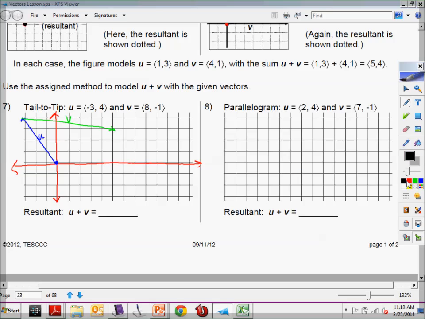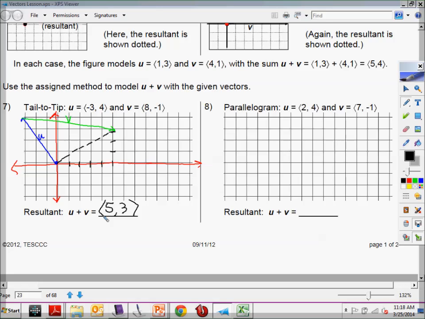So by using this tail to tip method, I can now easily find the resultant of them. It should give you your same result. So my resultant would be, I'm going to go 1, 2, 3, 4, 5, so 5 to the right, which is positive. And I'm going to go 1, 2, 3 up, which is positive. So my resultant is 5, 3.